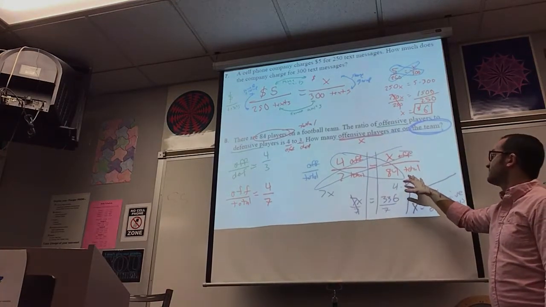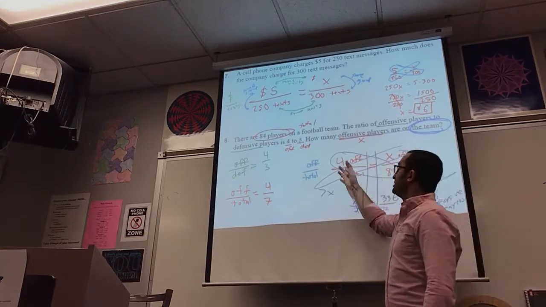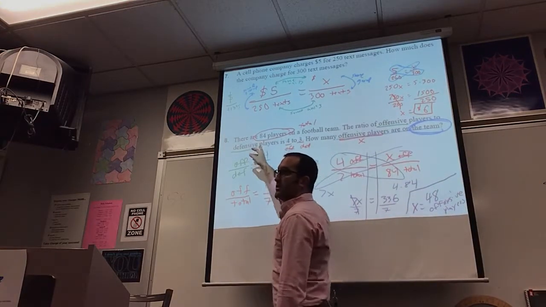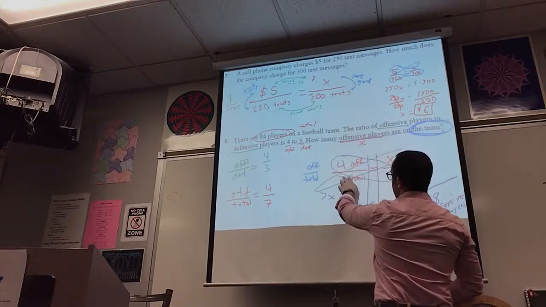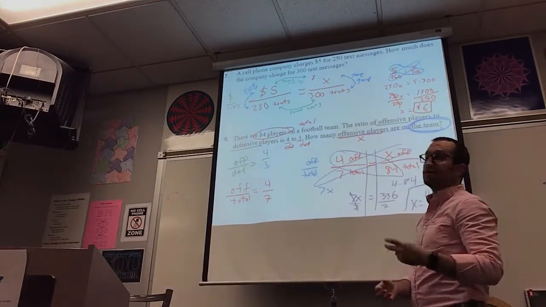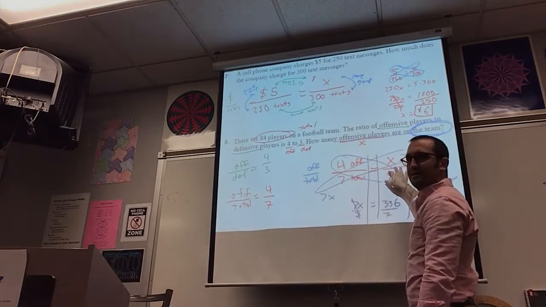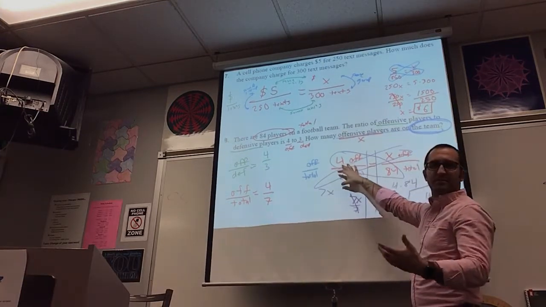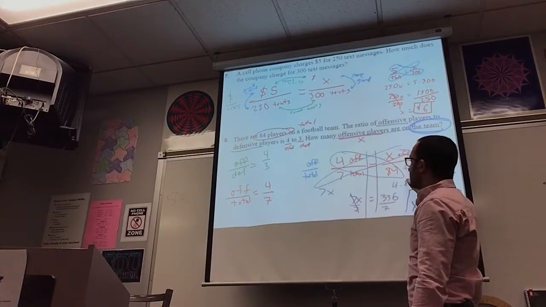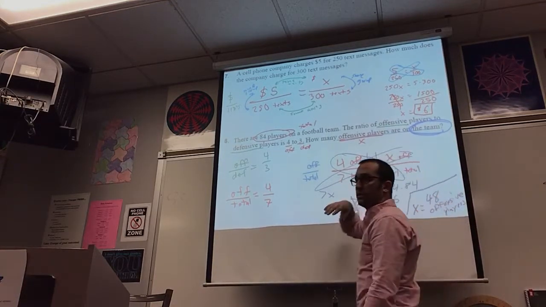What I do have is the total number of players. So this is my ratio, oftentimes called a scale factor. This is my ratio, and this is my real world. This is my relationship, this is my real world. So I set the relationship equal to the real world.